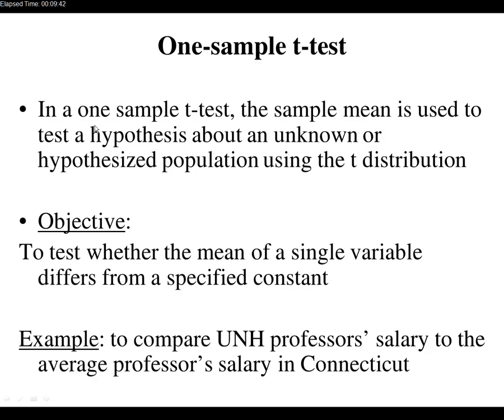In a one sample t-test, the sample mean is used to test a hypothesis about an unknown or hypothesized population using the t-distribution. Okay, the objective of that is to test whether the mean of a single variable differs from a specified constant. Here's the example. To compare UNH professor's salary to the average professor's salary in Connecticut, and that's the constant, okay? And this is the single variable.